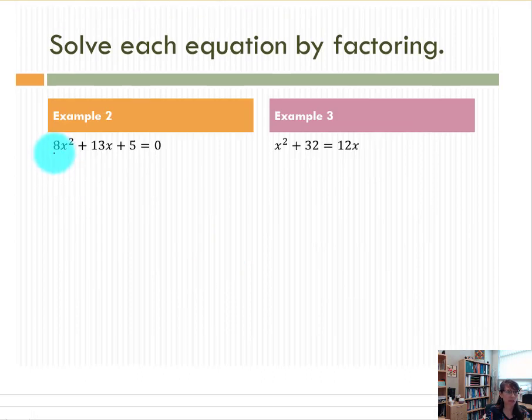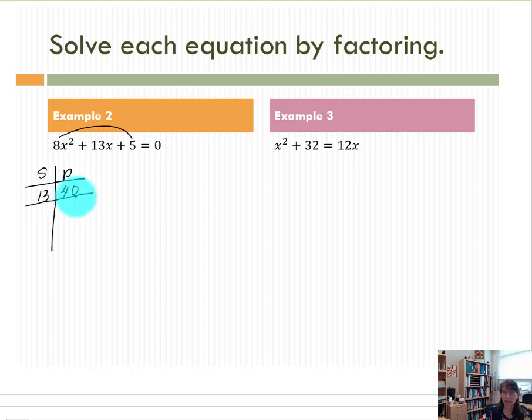In example 2, we have 8x squared plus 13x plus 5. So it is a trinomial. The first and the last terms are not perfect squares, so it's nothing quick and easy here. Do 8, 13, and 5 have a common factor? No. So it looks like we have to use our sum and product technique. In the middle, positive 13 tells us the sum we're trying to match, and then 8 times 5 would be positive 40 for the product to match.